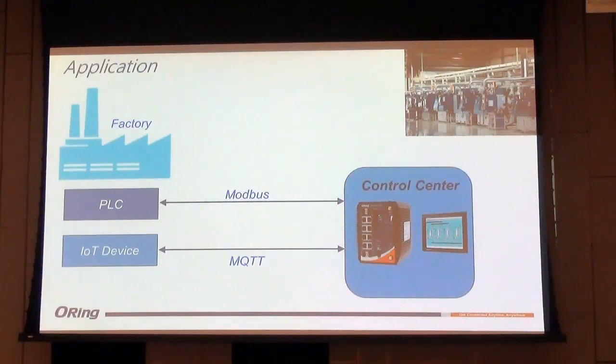This is one of the applications with Ignition. We can use it in a factory, where we have PLC or IoT devices. We can use mobiles and the Oring UTT to communicate with Ignition, and you can use the PC to see the Ignition SCADA here.